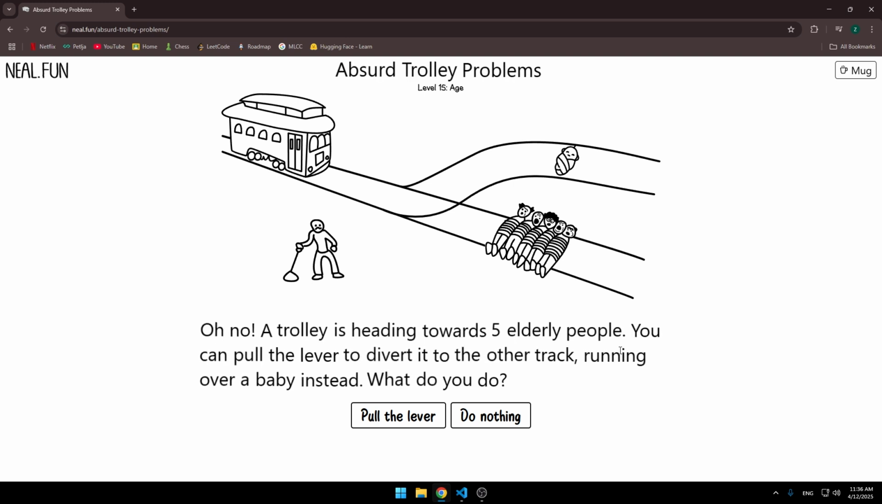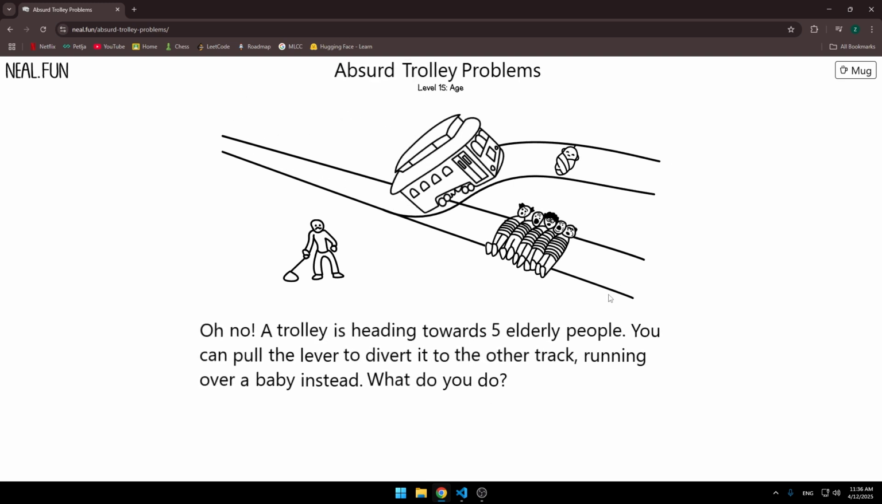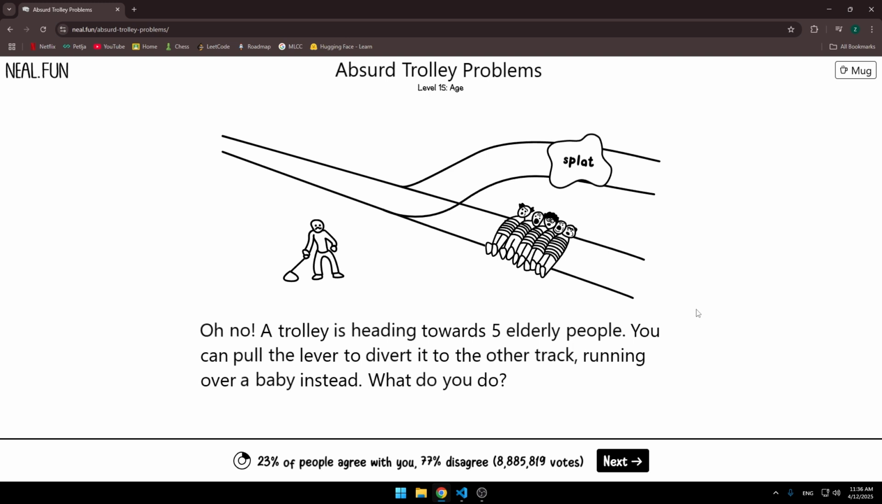Pull the lever. Utilitarianism dictates minimizing harm. Sacrificing 1 life to save 5 is the lesser evil, even though it's a horrific choice. It's about the greatest good for the greatest number, however grim the calculation. Yeah, goodbye, baby. Honestly, I'd do the same. Most people wouldn't? Wow, I am surprised. I guess people just hate the elderly, I guess.